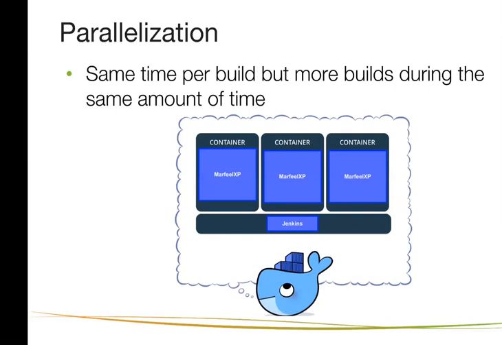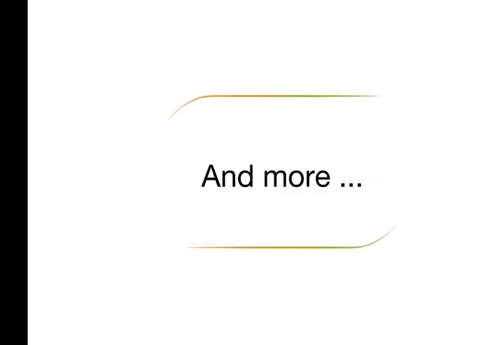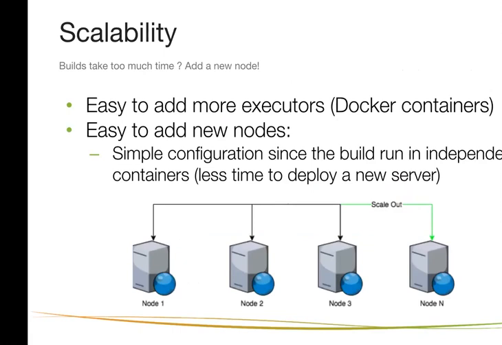So you have the Jenkins and 3 containers that build Marfil XP at the same time. And in this way, we can build more things for the same amount of time. And also, it allows us to scale better. So if we need, we can just add more executors, which means that we can add more Docker containers that can run at the same time.